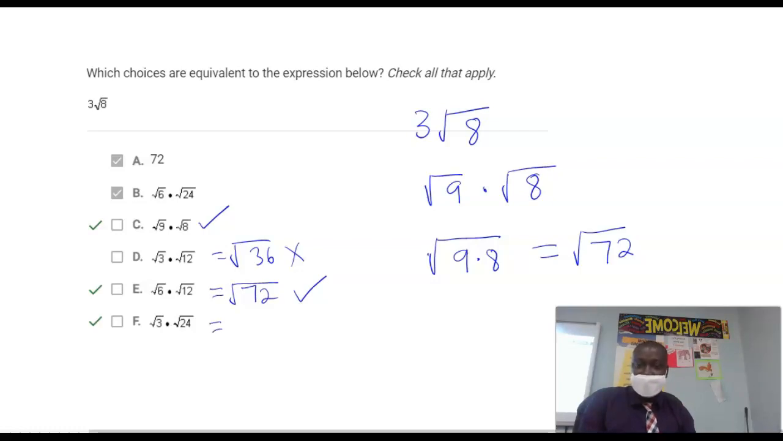And here we have 3 times 24, square root of 72. Oh, so it's equivalent too. So you check all of that. So that's how we solve this one. Okay? All right, let's try a similar one.